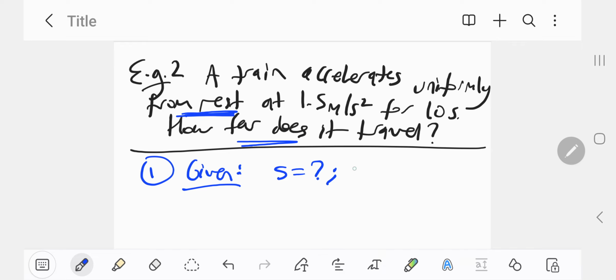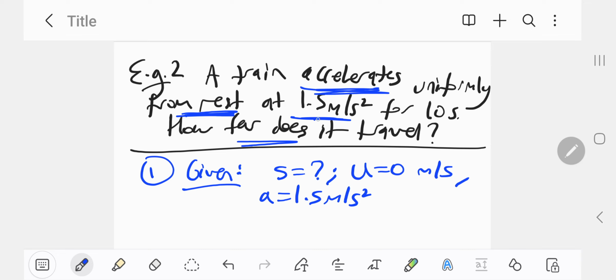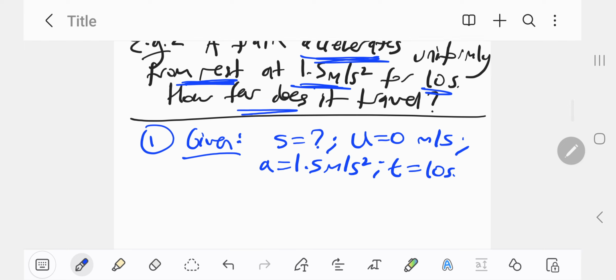From rest, U is 0 meters per second. If you're just sitting there in your chair watching this, your initial velocity is 0 meters per second, if you're at rest. And if you then decide to get up and move. This here is acceleration, 1.5 meters per second squared, because it accelerates at this acceleration for 10 seconds. That's T. T is 10 seconds.